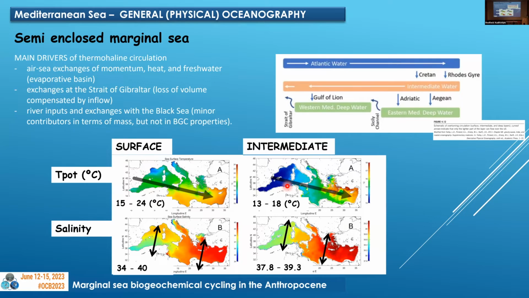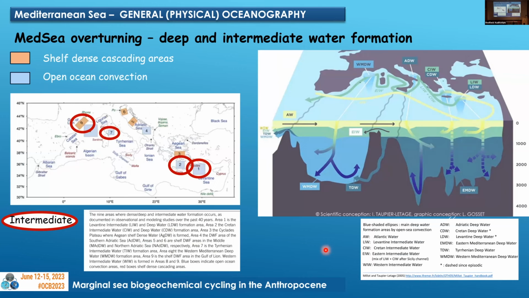And the same happens in the intermediate layer for Levantine intermediate water. You see the great increase in temperature and salinity. We have this open cell of antiestuarine circulation of Atlantic water going in and coming out as Levantine intermediate water modified with a very high salinity. But we also have formation of deep waters in each of the different subbasins.